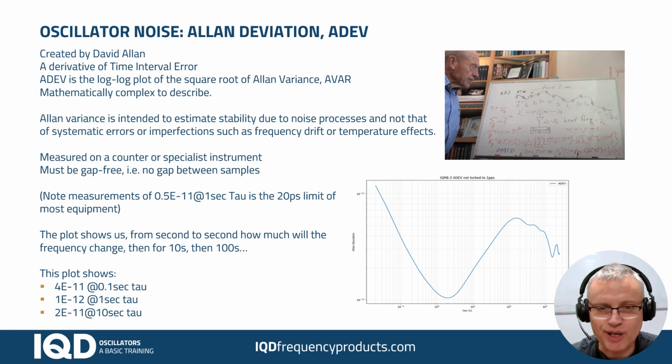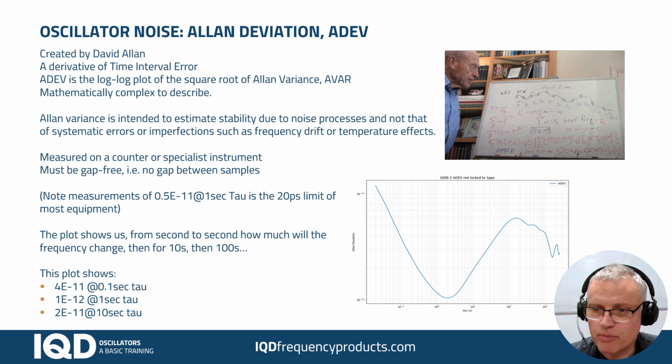One other thing we would say from experience, that a lot of counters have got a noise floor of 20 picoseconds, which equates to 0.5 to the minus 11 at 1 second tau on an Allan deviation plot. So if you're looking at an Allan deviation plot and you happen to notice that at 1 second tau it has a figure of 0.5 to the minus 11, there's a fairly reasonable chance that that's caused by the instrument rather than the oscillator, and the oscillator is in fact better than that. So that's just something to be aware of.